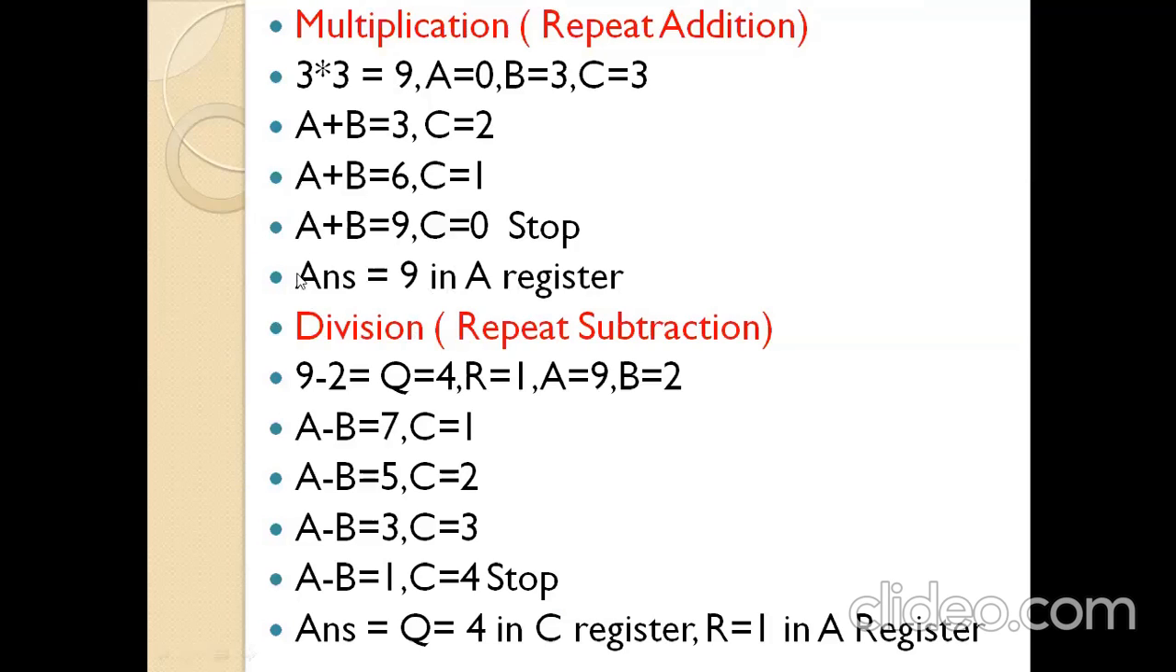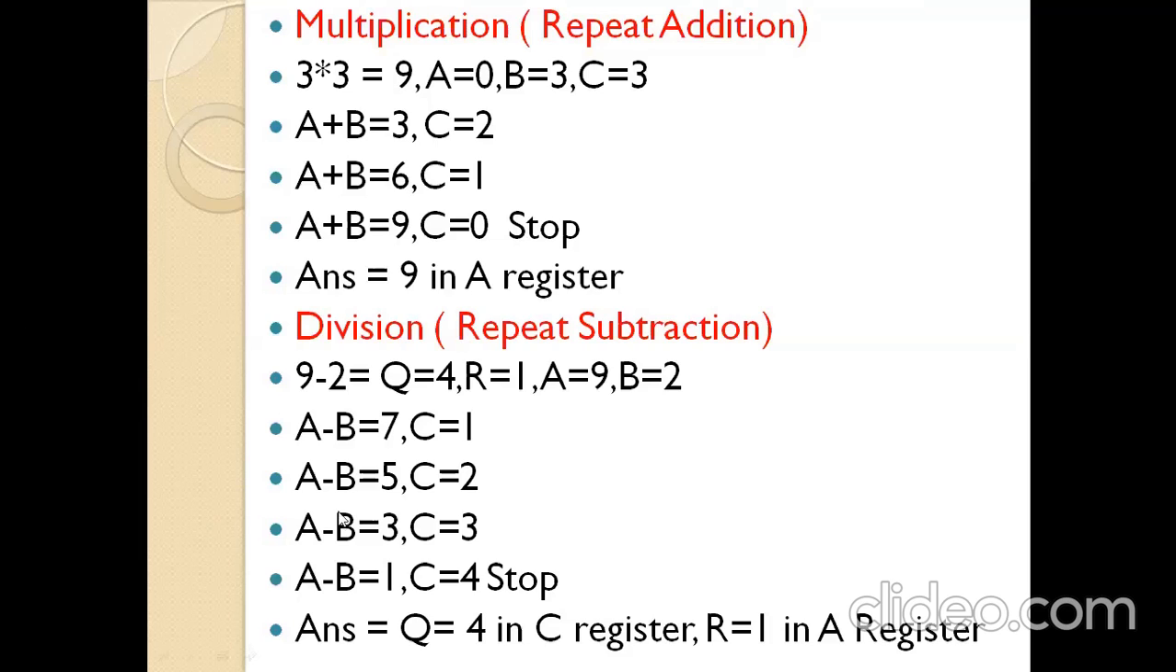Next, we are going to explain how to perform the division operation. Division operation is performed by repeat subtraction. I am going to take two numbers. One is 9, another number is 2. If you divide these numbers, you will get quotient equal to 4, remainder equal to 1. So now I am taking the first number, A is equal to 9, and the second number, the divisor, I am going to store in the B register. A register value is 09, B register value is 02.